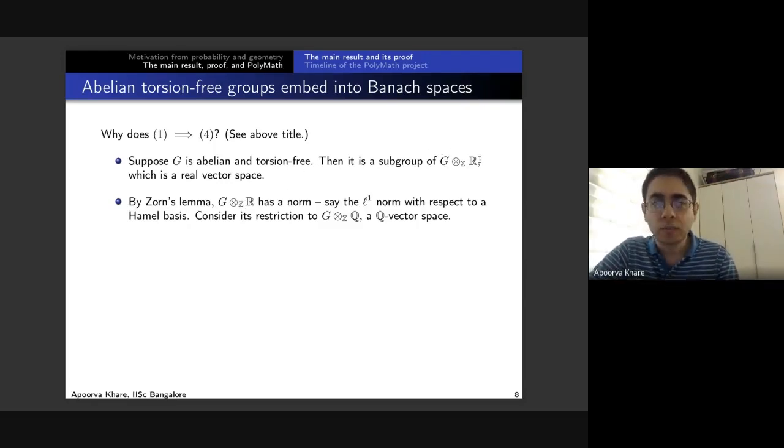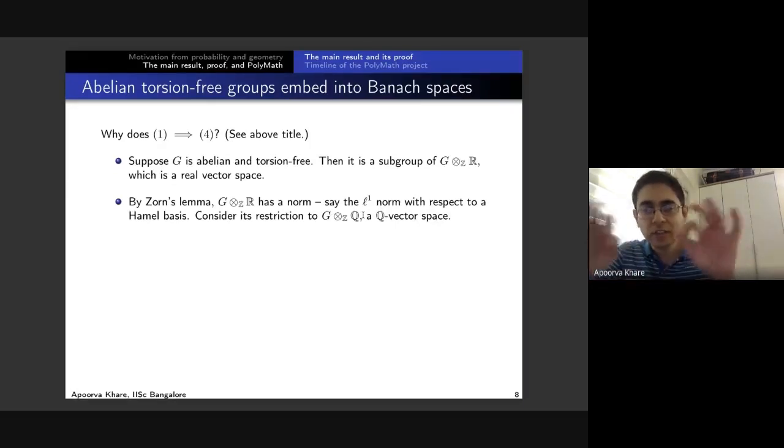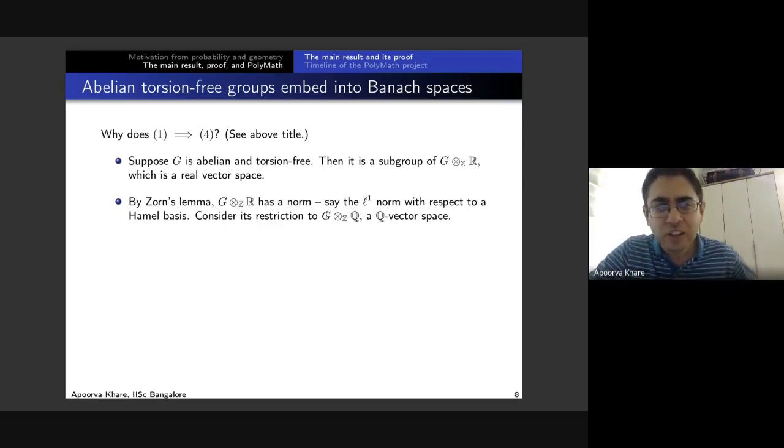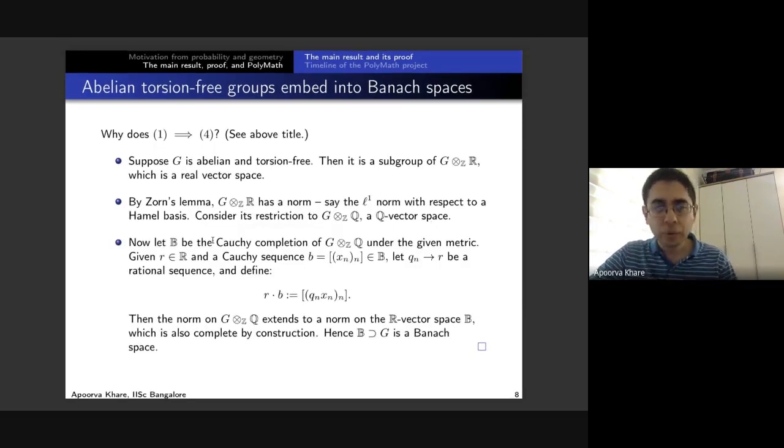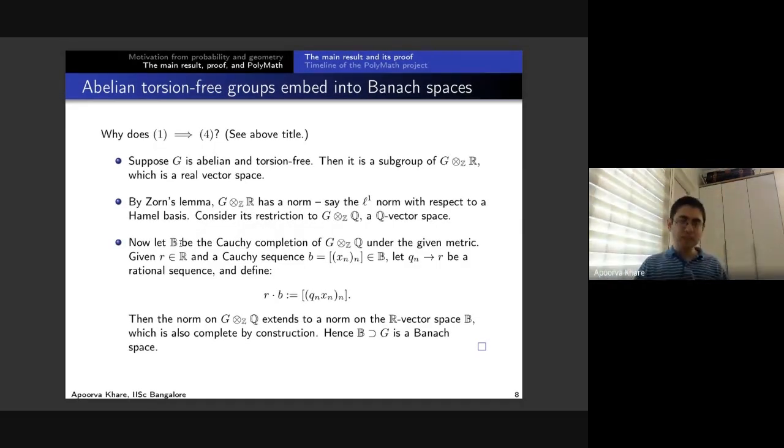So this vector space has a norm. But now, if it has a norm, then every subset has a norm as well. So consider this Q vector subspace. This is a set of non-discrete points, but dense points, and the complement is dense as well. This is a Q vector space for the same reason that this is an R vector space, because G is abelian and torsion free. So this is a vector subspace over the rational numbers, with a norm on it. And now you do something called the Cauchy completion of this vector space under the given metric. That you can always do.